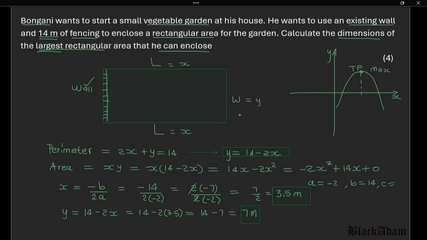So let's quickly sketch the measurement. You have the wall there. The wall will be part of the height, and then you have the base there, which is the 3.5, making 7, and the other side is going to be 7 meters. So that's our answer. Your maximum dimension will be 7 multiplied by 3.5.